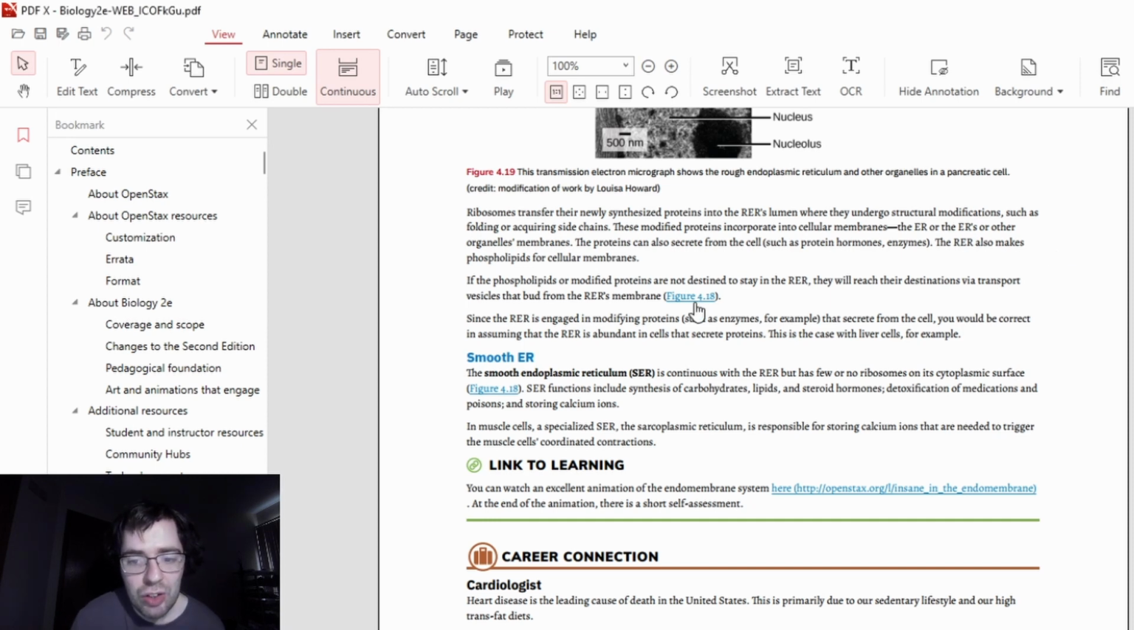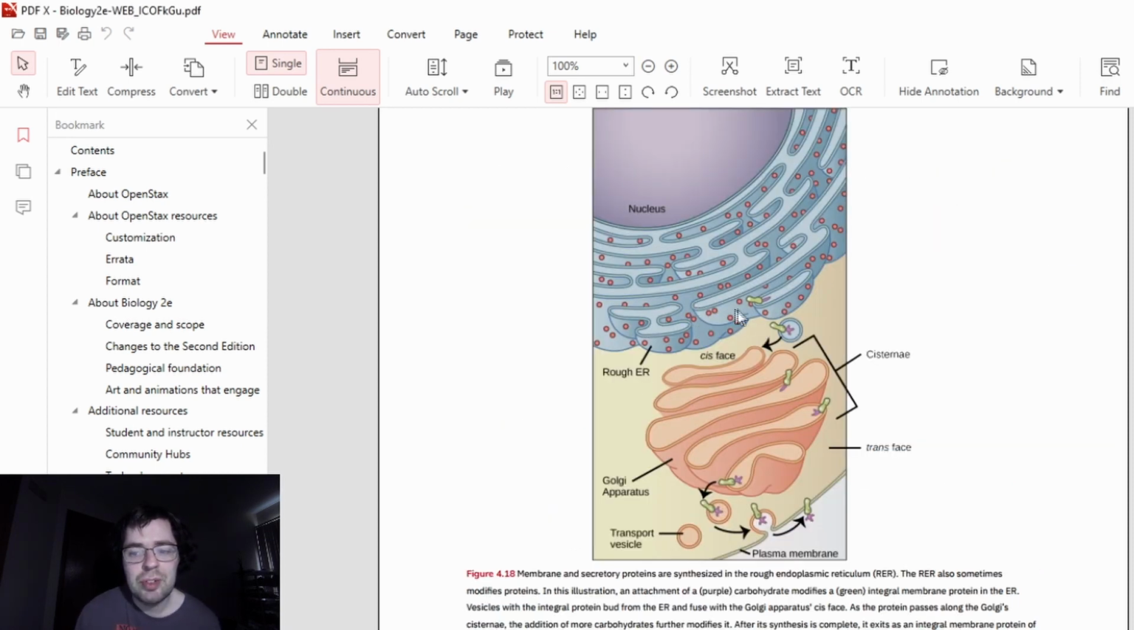Let's see here. Figure 1-4. Okay, here we go. So right around here.